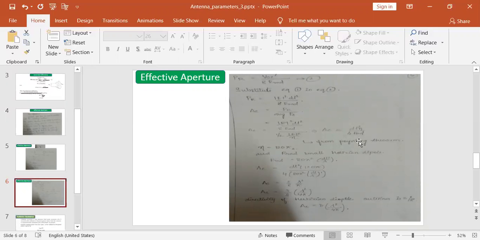We know that the directivity of the Hertzian dipole is 3 by 2. So finally, in place of 3 by 2, we can substitute D, the directivity. So A E is equal to D into lambda square by 4 pi.